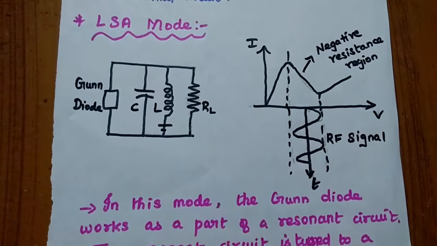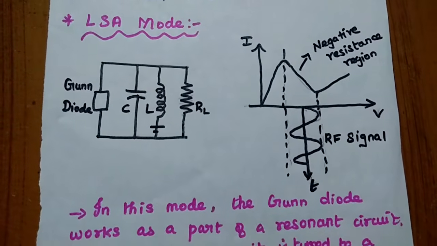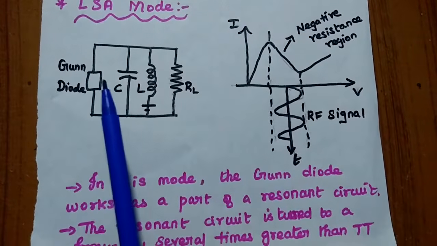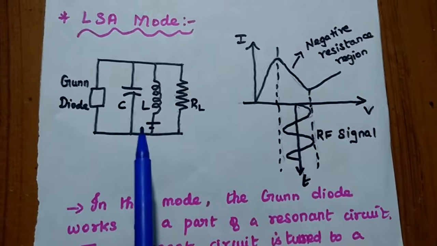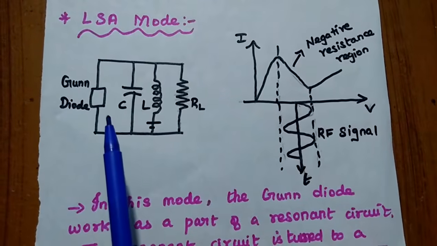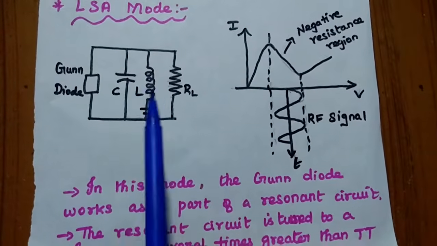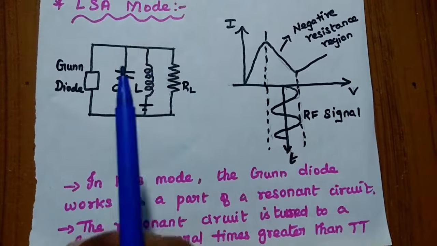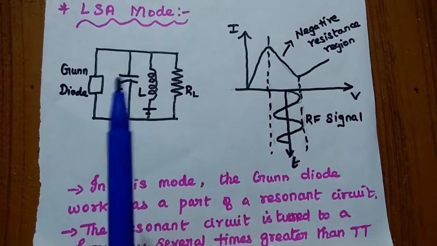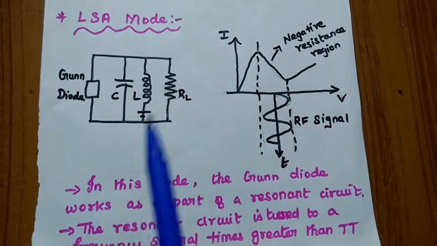So the next method is LSA mode. LSA means limited space charge accumulation. In this mode, the Gunn diode works as a part of a resonant circuit. As we know, resonant means an LC tank circuit. So here the Gunn diode is used as a part of a resonant circuit, along with this C and L. The resonant circuit is tuned to produce a resonant frequency at which we can get a greater output. So that is the LSA mode.